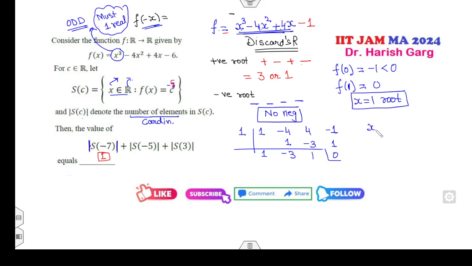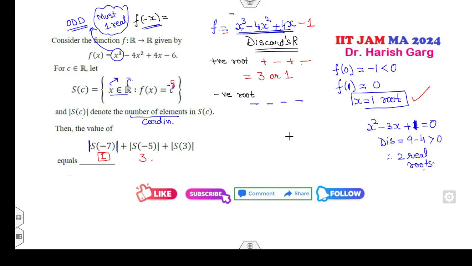So the equation becomes x squared minus 3x plus 1 equals 0. Now clearly the discriminant is positive, 9 minus 4 is positive. That means you will get 2 real roots from here as well. So how many real roots are there? 1 and 2 are there. So that means 3 real roots you can obtain corresponding to -5.